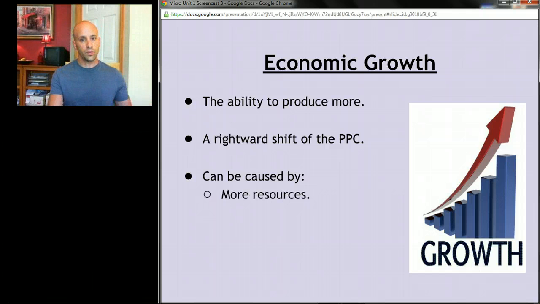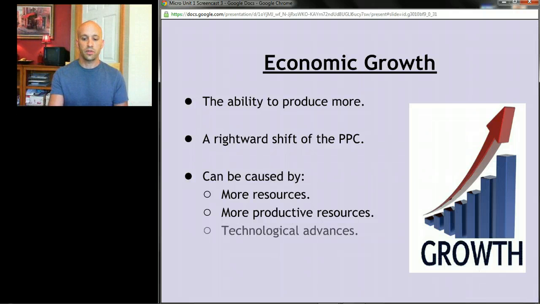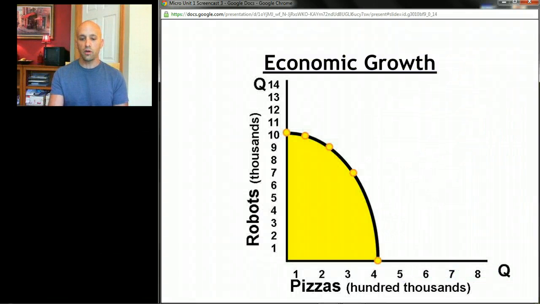If we find more resources, a new discovery of oil, we might be able to produce more stuff. If the resources that we have become more productive, if we train our workers or educate them more, we might get more stuff produced. Technological advances, the car, the telephone, the internet, can all lead to more production in the future. And as we're going to see at the end of the year, international trade can also lead to economic growth.